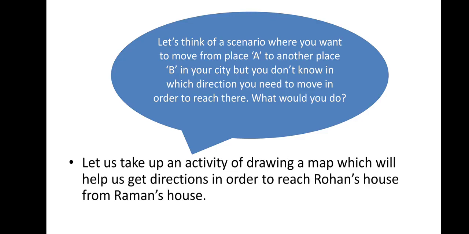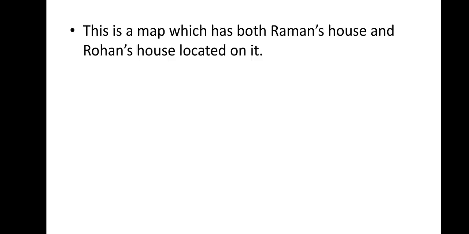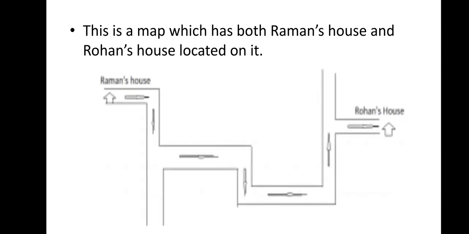Let us take up an activity now to draw a map which will help us get directions in order to reach Rohan's house, say, from Raman's house. Here, places A and B are named as Rohan's house and Raman's house. So, this is a map. I have tried to show you how you can make the map. This is a map shown below, which has both Raman's house and Rohan's house located on it. You will be easily able to reach Rohan's house from Raman's house.